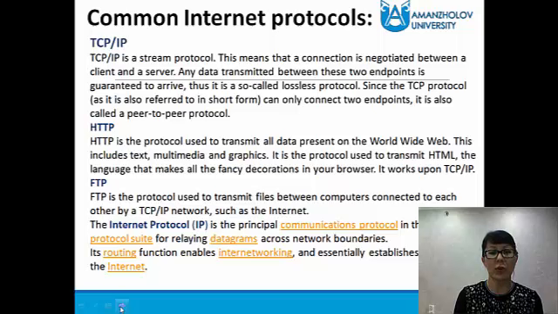The Internet Protocol is the principal communications protocol in the Internet Protocol suite for relaying datagrams across network boundaries. Its routing function enables internetworking and essentially establishes the Internet.